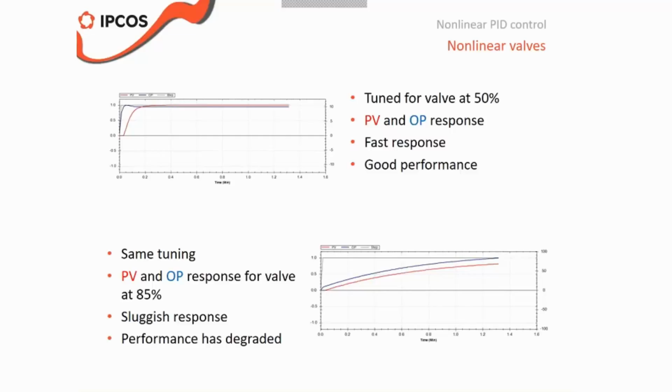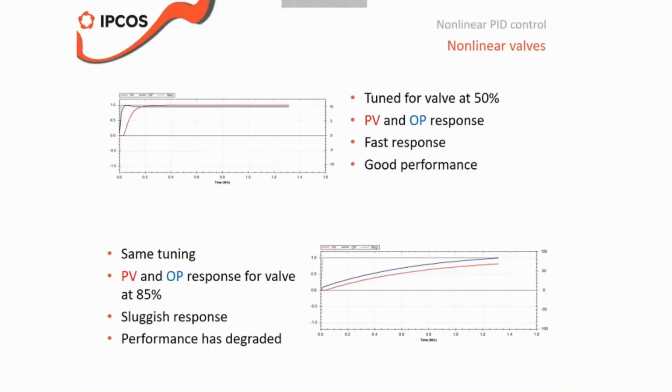In the tuning for the valve position at 50%, it took about 20 seconds to go to a new steady state. This time it's probably close to 2 minutes. My simulation is not long enough. It stops at 1.3, but if you look at the red line, it still hasn't reached the set point after about 1.3 minutes. So it takes about, let's say, 2 minutes to go to a new set point again.